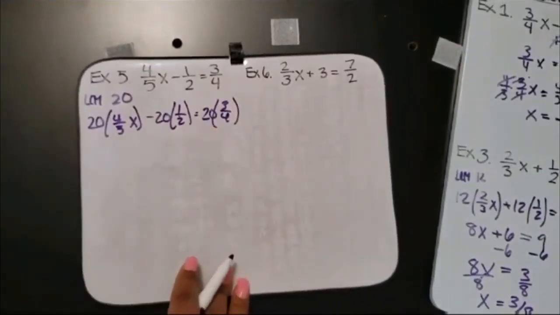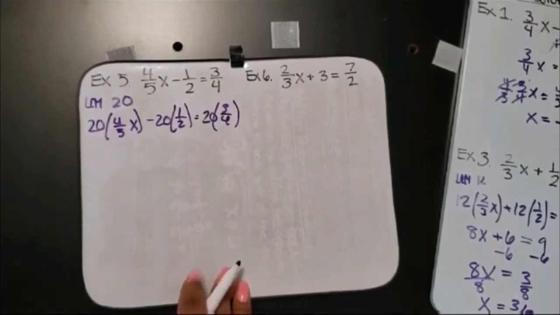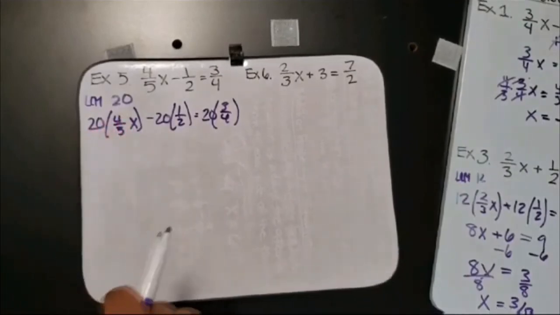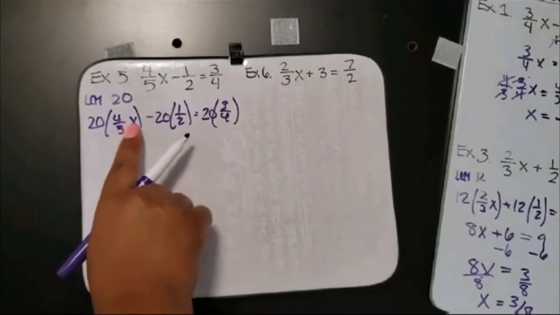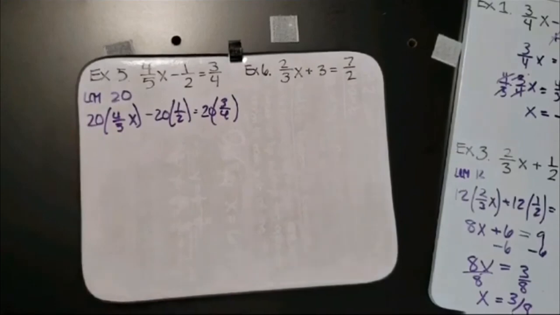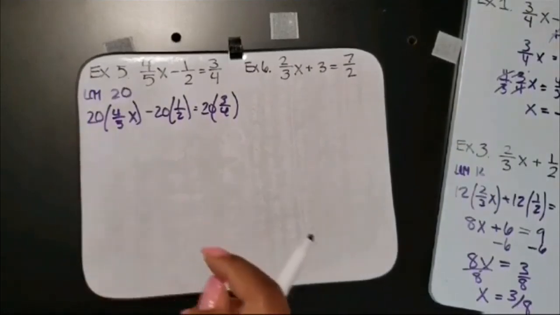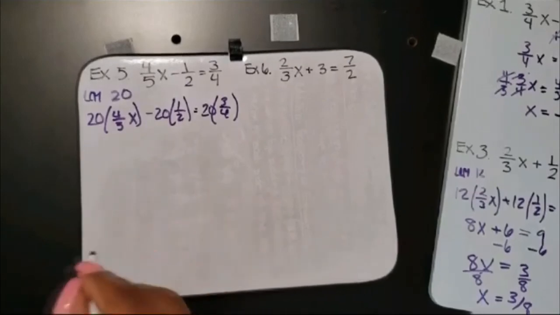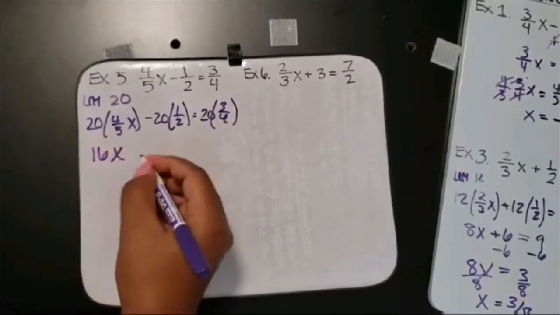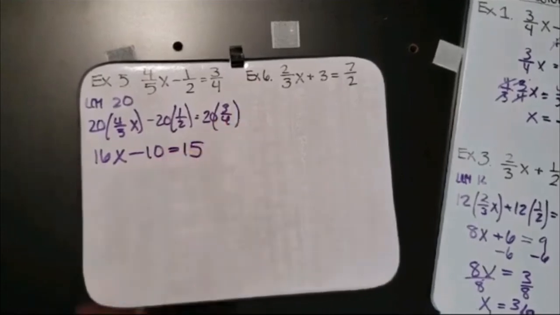All right. However you get your answer, whether you do 20 times 4 divided by 5 in your calculator, or you say 5 goes into 5 once, 5 goes into 20 4 times. 4 times 4 is 16. However you get your answer, make sure it's the right answer. All right. So our next line will be 16x minus 10 equals 15.